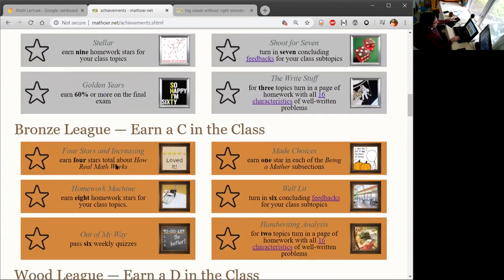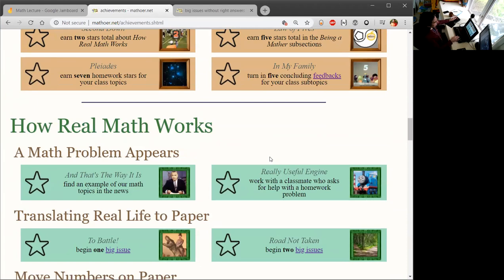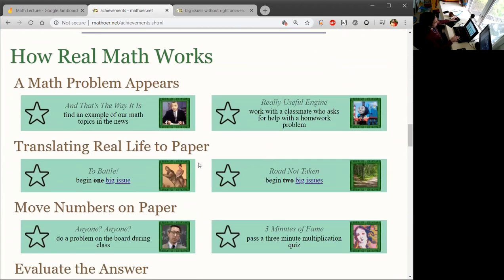So the letter grade part is actually the least exciting. You will read that because you care about your letter grades. But the how math works, then can you find an example of our math topics in the news? Can you work with someone on a homework problem when they ask for help? Some of you have already done this in one of the study sessions we've had.